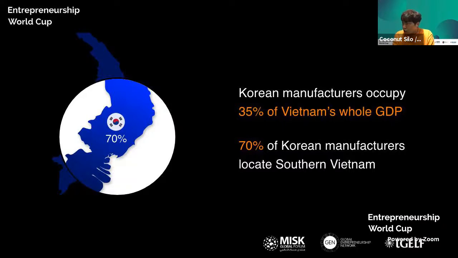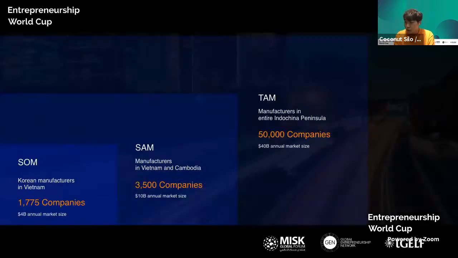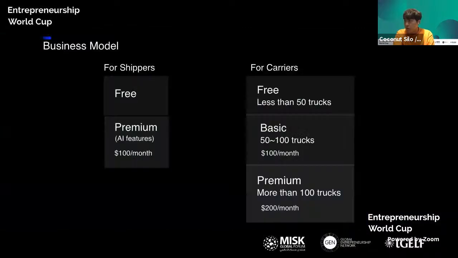Moreover, we are currently working in Vietnam, and we are targeting Korean manufacturers in Vietnam, who occupy 35% of Vietnam's whole GDP, and 70% of those companies are located in southern Vietnam. And it's about the total addressable market that we target. As mentioned, we are currently targeting Korean manufacturers in Vietnam, and we'll gradually expand our target market to manufacturers in both Vietnam and Cambodia. And eventually we'll expand to manufacturers in the entire Indochina Peninsula so that we can link all the countries in the Indochina Peninsula into a single platform.